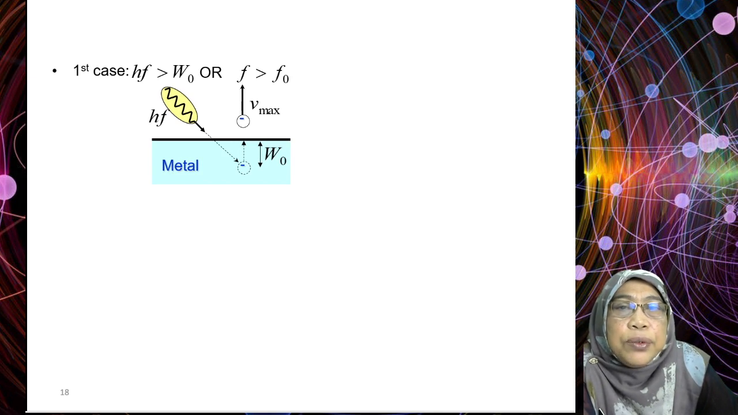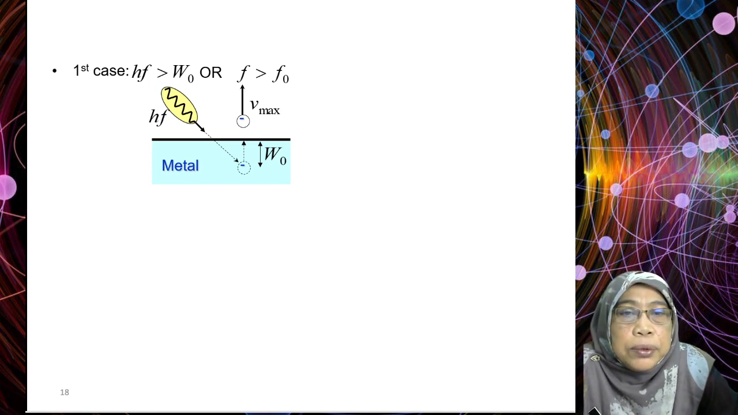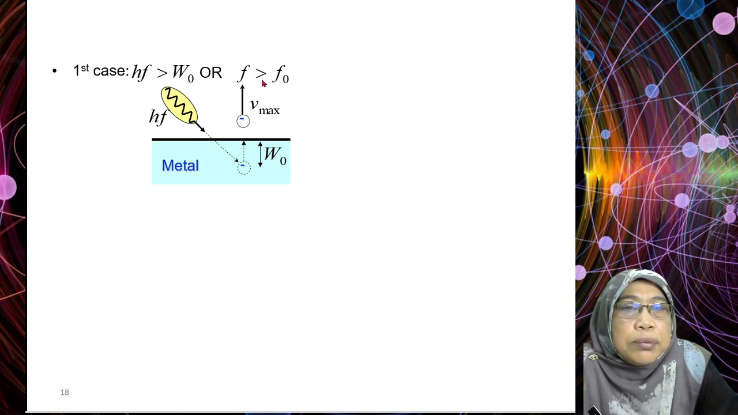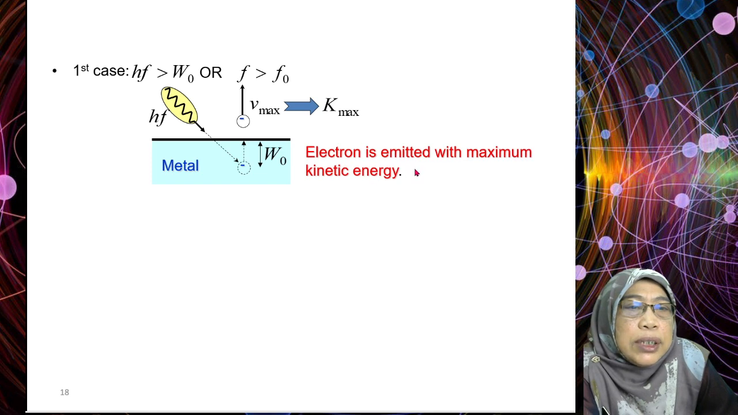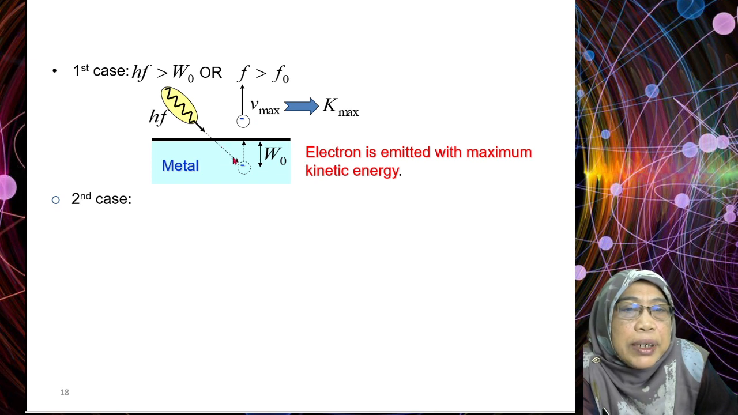Okay, let's see here. When hf, the energy from the photon, is more than the energy needed to eject the electron from the metal, so the frequency of the light is more than the frequency of the metal target needed to eject the electron, then you have the kinetic energy. The electron is ejected and it has its speed. K maximum: the electron is emitted with maximum kinetic energy. So the balance of the energy after the work function is given to the kinetic energy.